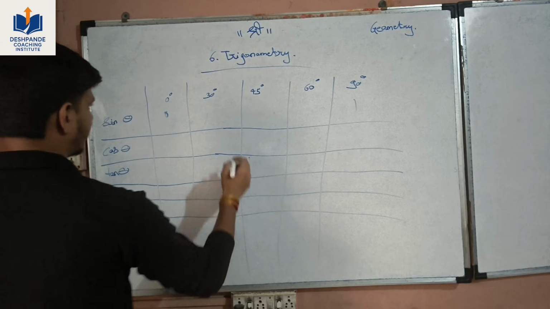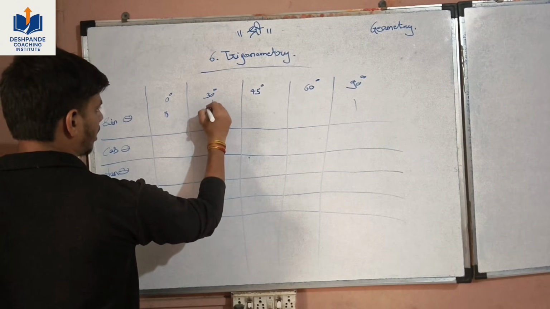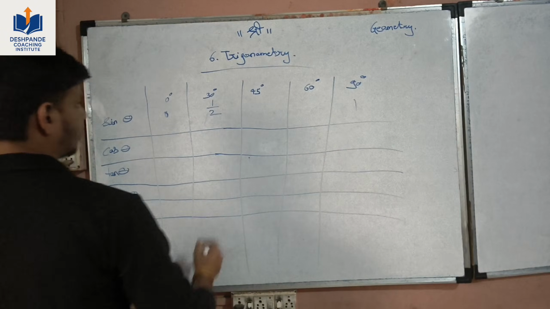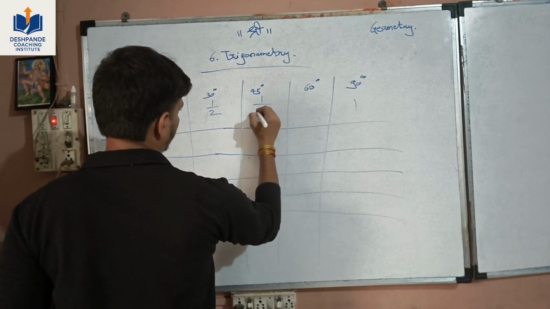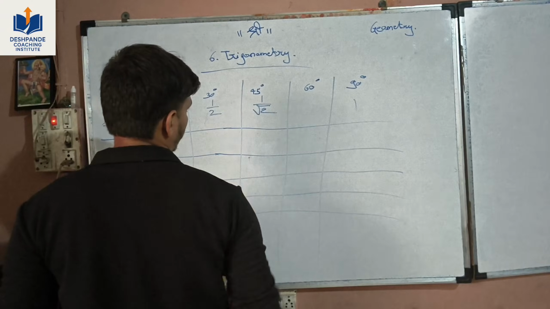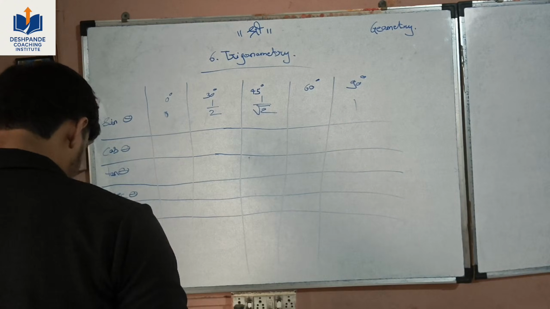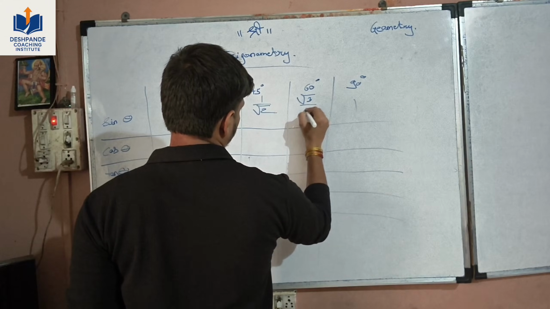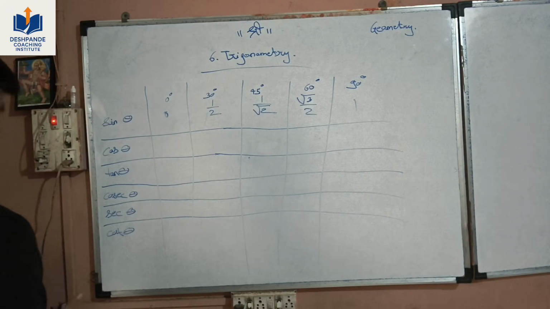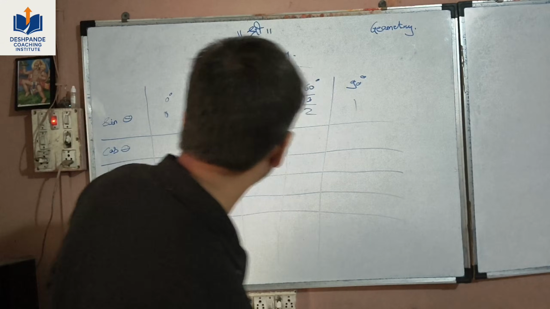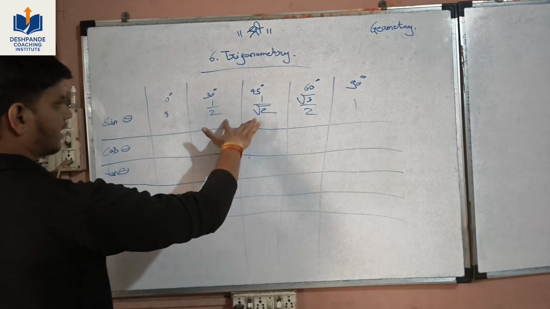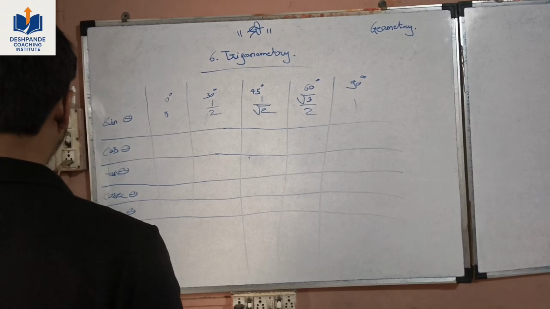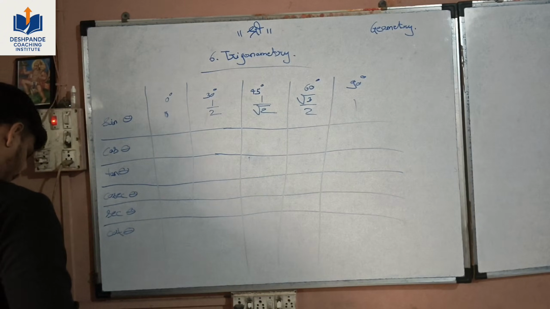So what is it for 30 degree? For 30 degree it is 1 upon 2. For 45 it is 1 upon root 2. And for 60 degree it is root 3 upon 2. So you have to know the three angles of sin theta, 30 degree, 45 and 60. Then you can solve the whole table.